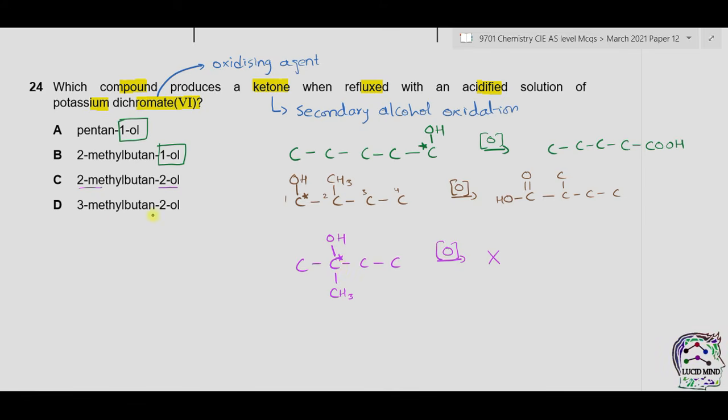Last one is 3-methylbutan-2-ol. Again we have 4 carbon atoms in the long chain as it is butane. On the third carbon we have a methyl group. On the second carbon we have the alcohol functional group. Now the carbon attached with OH is further attached to 2 carbon atoms directly, so this is a secondary alcohol and it is oxidized to ketone. The carbon having the OH group is converted into carbonyl carbon while the other structure remains the same.